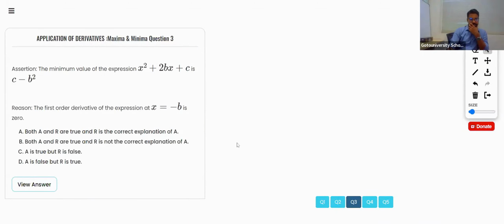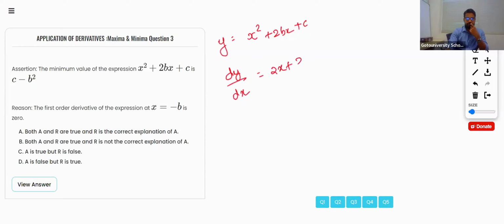Minimum value of this expression is c minus b square. The expression given here is x square plus 2bx plus c. So first we have to differentiate this and then equate it to 0, right? So correct. When you equate it to 0, we get 2x is equal to minus 2b and x is equal to minus b.